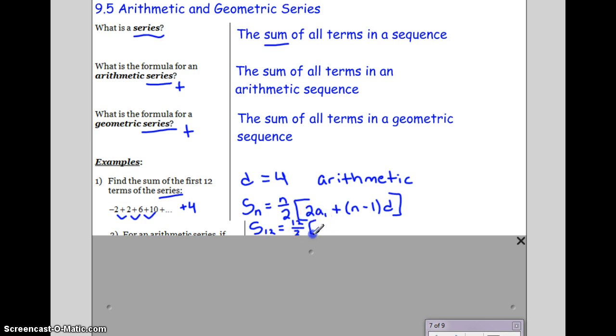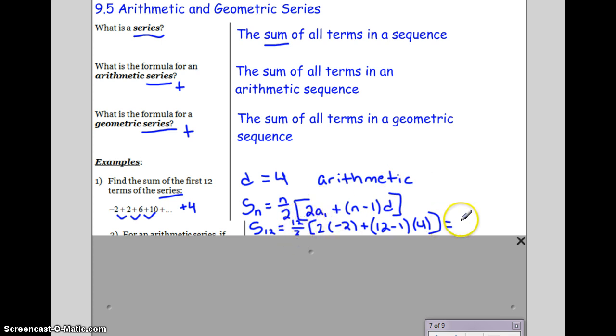and then 2 times the first term. My first term is -2. And then plus n minus 1, so 12 minus 1, and then multiplied by my difference. My difference is 4, and I'm going to put that in parentheses because I'm multiplying. Then I'm going to close my brackets. Since I know every one of these variables, I replace them all. Let's go ahead and simplify this.